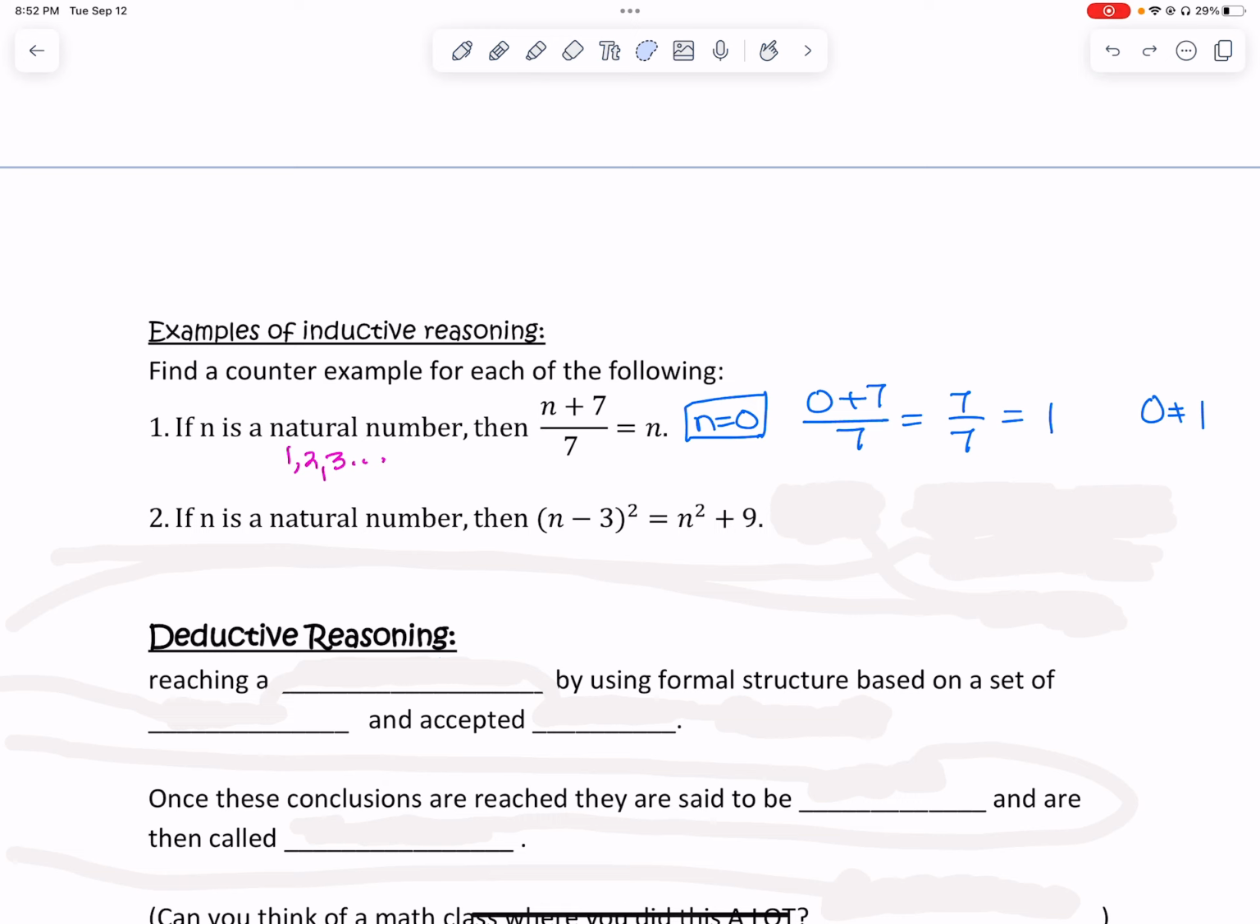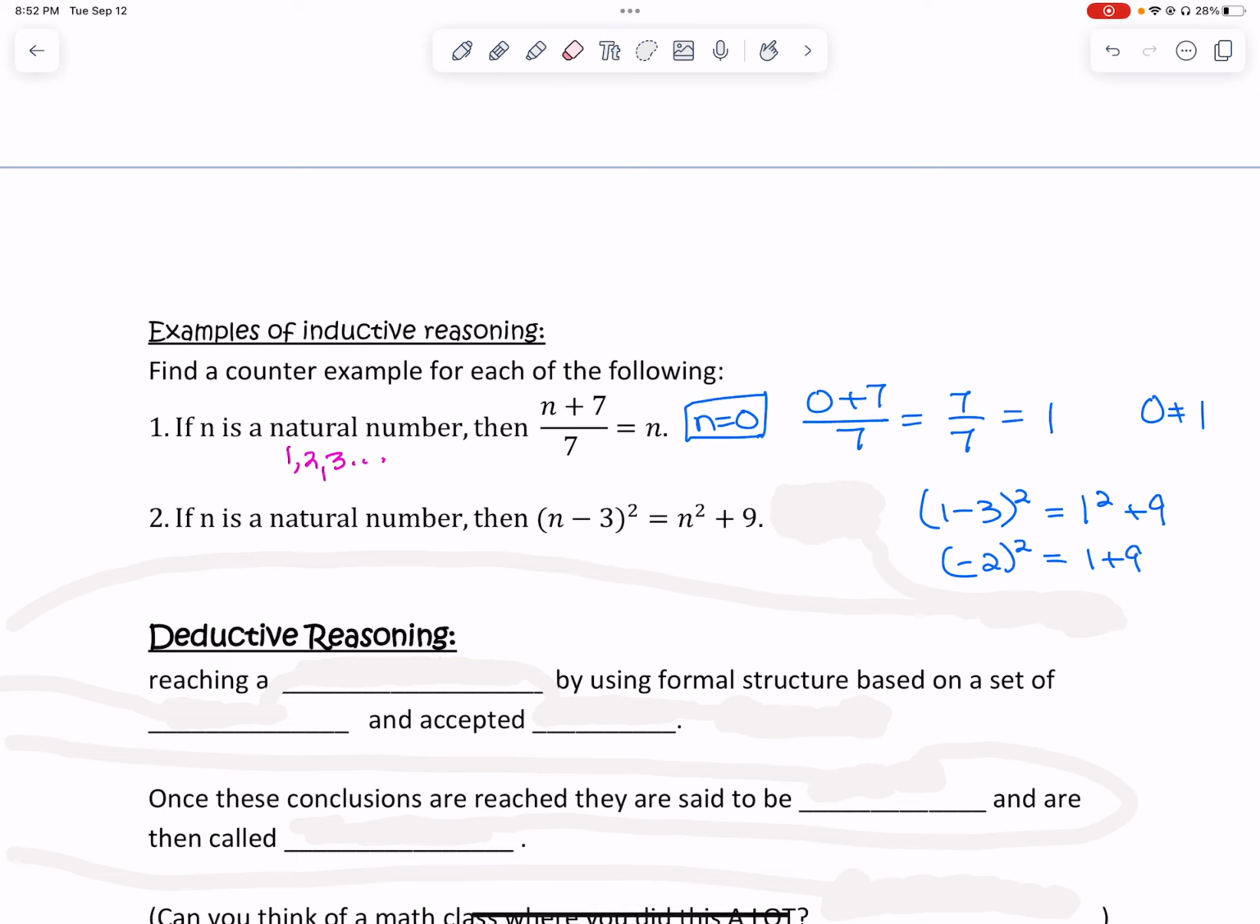All right, here's another one. If n is a natural number, then (n - 3) squared is n squared plus 9. Once again, we could plug in some numbers and see. There's some algebra that I could prove it to you algebraically, but let's just plug in some numbers. I could try zero. If I plug in zero, zero minus 3 is negative 3 squared, which gives me 9, and 0 squared plus 9 gives me 9. 9 equals 9. So I could put 0 in there and it would work.